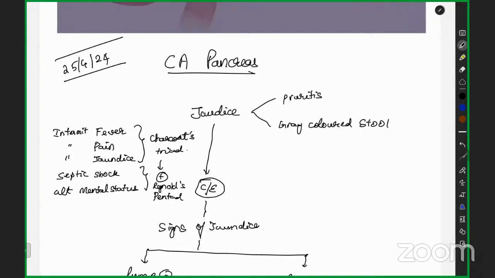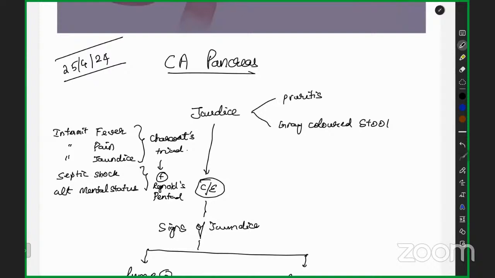Okay, and I'm going to do a clinical examination. I'm going to ask the patient whether they have fever, pain, and jaundice. What is the important key feature in all these three important symptoms? Whether the symptoms are intermittent. If it is intermittent fever, intermittent jaundice, intermittent pain, then I'm going to call it Charcot's triad. Along with Charcot's triad, septic shock, and you're going to also look for altered mental status. When you have all 5, you're going to call it Reynolds pentad.